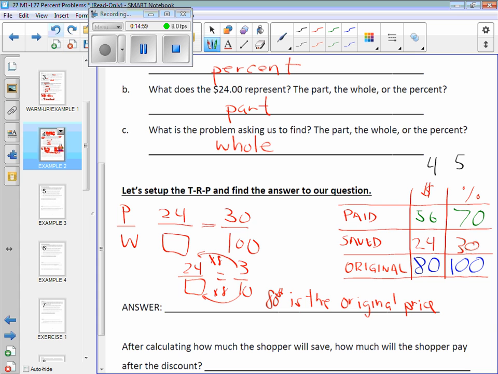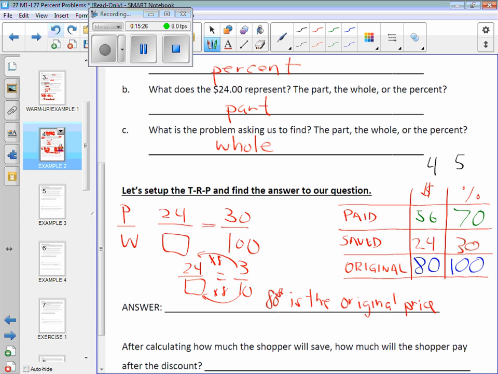Ready? 5 times what makes 70? It's tough to do in your head. 70 divided by 5. You might be able to do it in your head. You might not. Close, you're off by 1. Stevie? 14. 5 times 14 is 70.